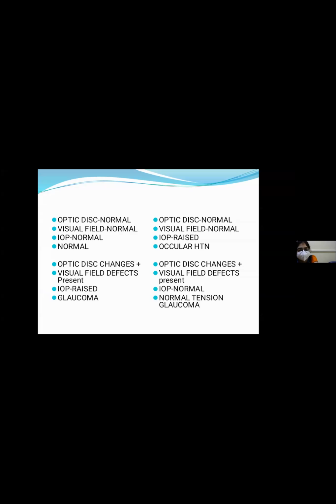In the fourth case, the optic disc changes are present and the visual field defects are also present, but the intraocular pressure is normal. Even though the intraocular pressure is normal, we can call it glaucoma, which is normal tension glaucoma. In the third case, the optic disc changes are present, the visual field defects are present, and the intraocular pressure is raised. It is glaucoma with raised intraocular pressure.